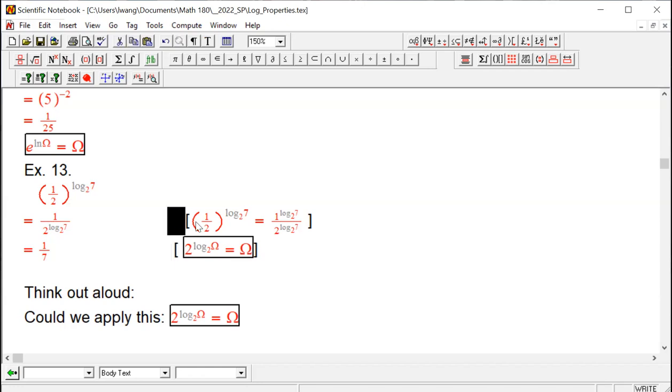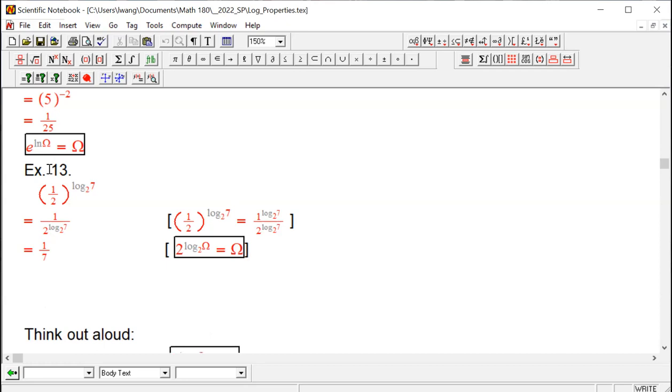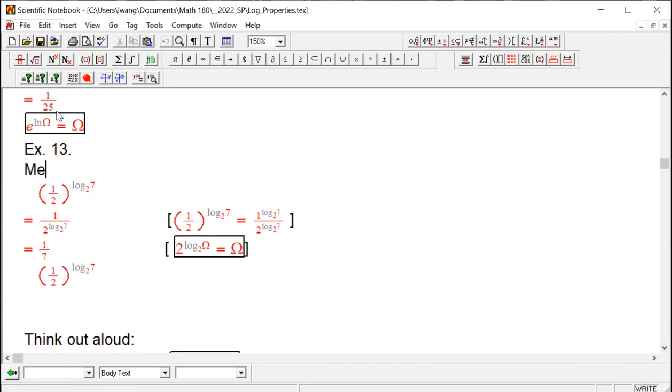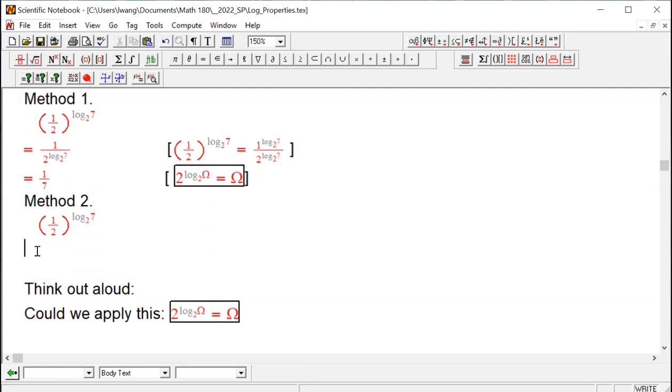I do want to show you another way to do this because I believe you guys need some practice manipulating with powers. Very important. So what I'm going to do is this. So this is the first method. The second method.